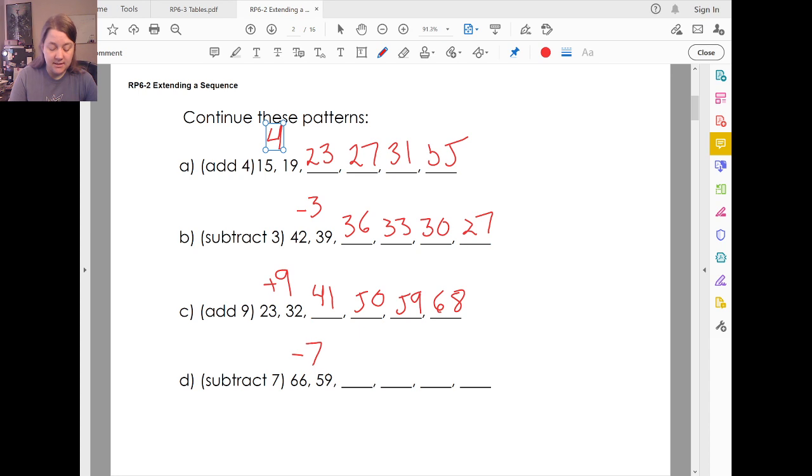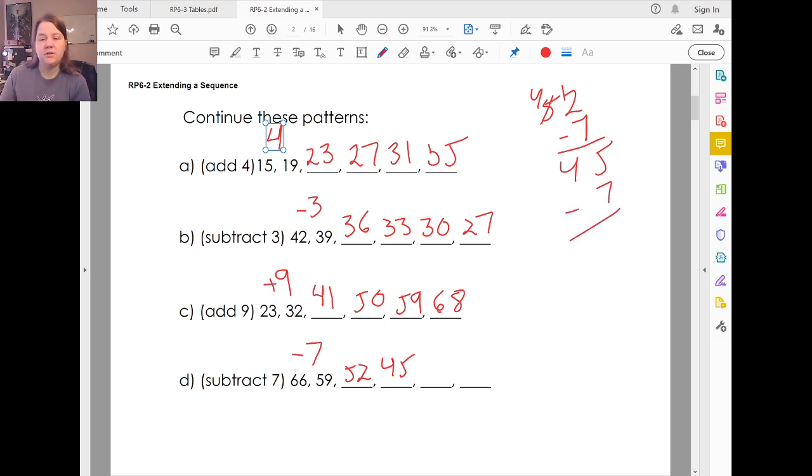66 minus 7 is 59. 59 minus 7 is 52. 52 minus 7, I should go ahead and double check that. 52 minus 7, we're going to go ahead and do the borrowing thing. That's going to be 45. 45 minus 7, I should still be double checking my work just to make absolutely sure that I've got it right. I'm going to go ahead and borrow. 15 minus 7, well 15, 14, 13, 12, 11, 10, 9, that's going to be 38. And then we have 38 minus 7, which is 31.